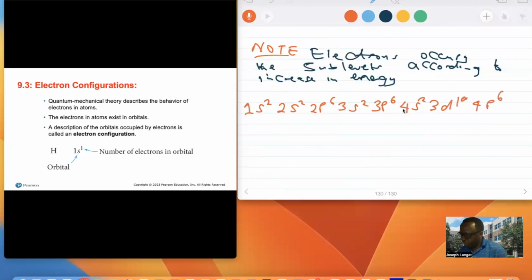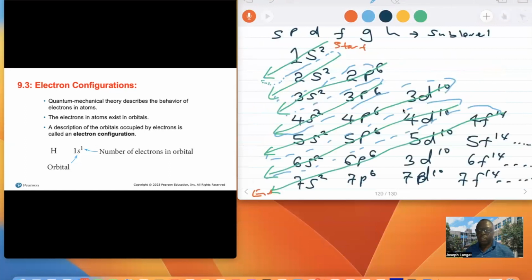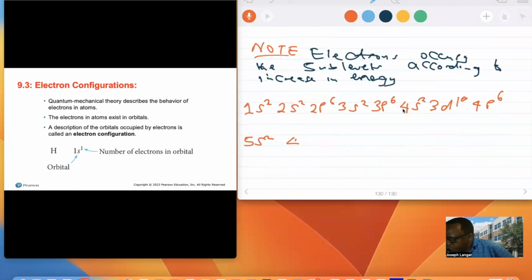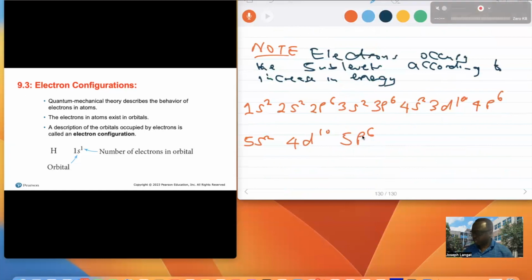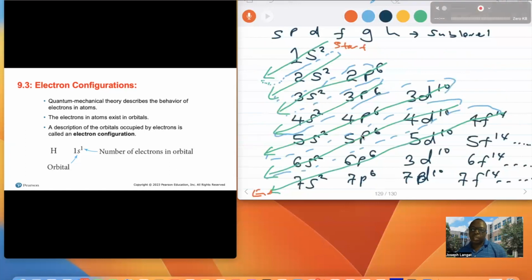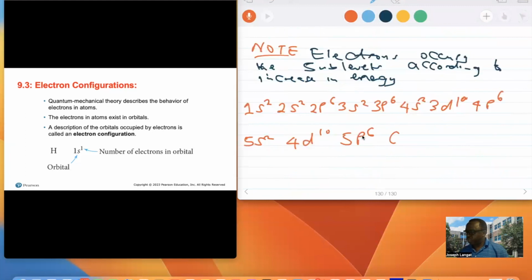4p6, 5s2. After 5s2 is 4d10, 5p6. 4d10, 5p6, 6s2, 4f14, 4f14.